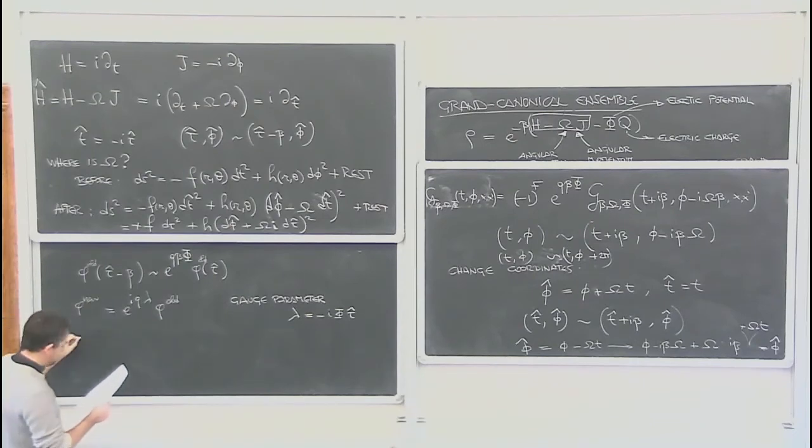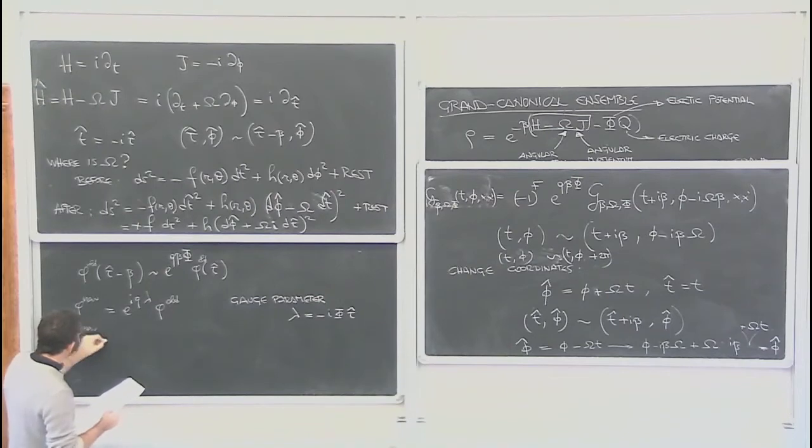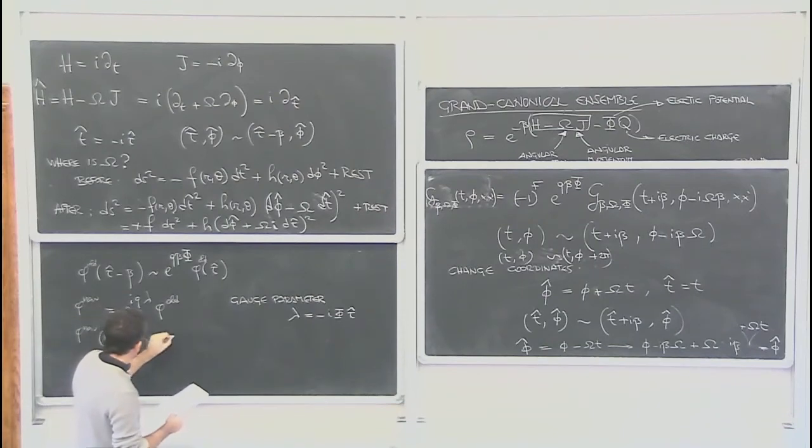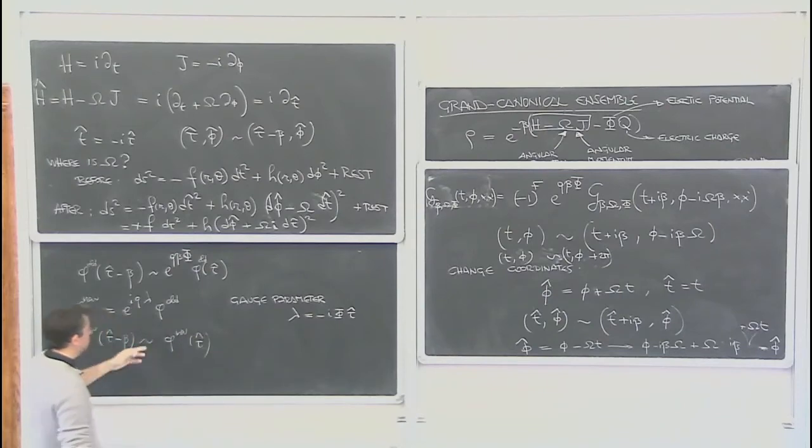So the phi nu of tau hat minus beta is identified now with phi nu of tau hat. I'm assuming here the field is bosonic. If it was fermionic, there would be a sign, but the sign we know how to implement.